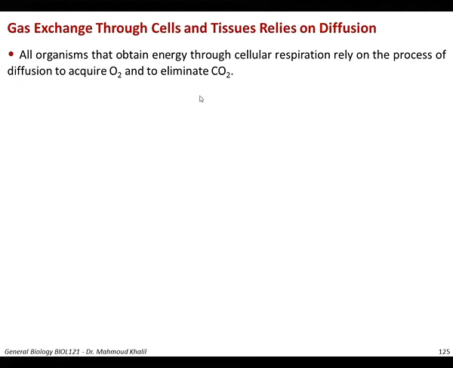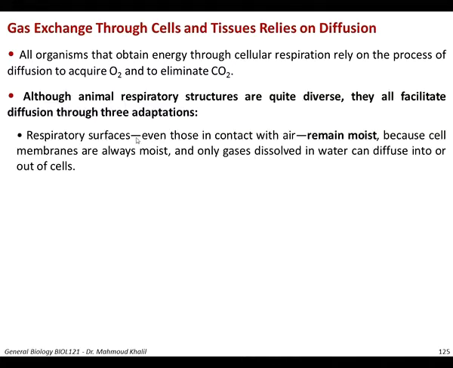All organisms that obtain energy through cellular respiration rely on diffusion to acquire oxygen and to eliminate carbon dioxide. Although animal respiratory structures are quite diverse across the animal kingdom, they all need to facilitate diffusion through three adaptations. Majorly, there are three adaptations needed for any respiratory structure to have an efficient mechanism of respiration.